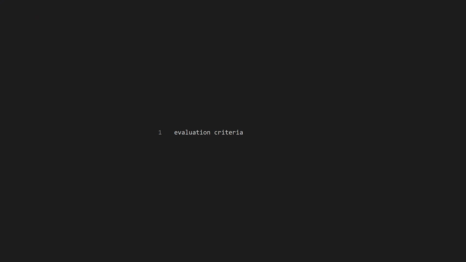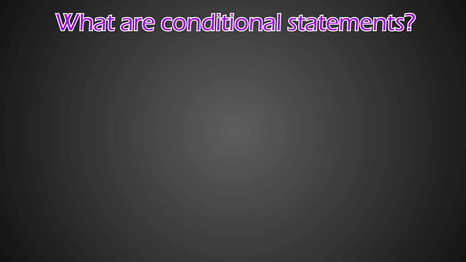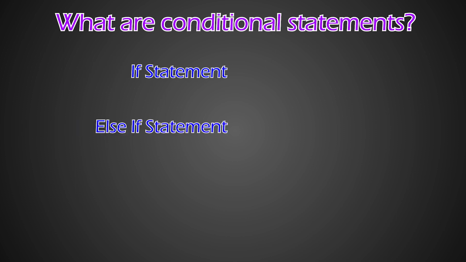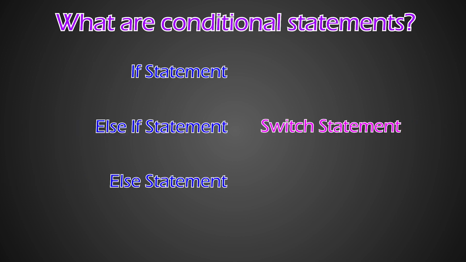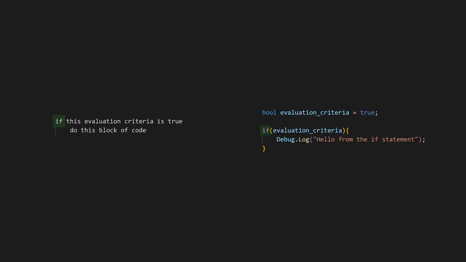Almost all programming can be broken down into three parts: evaluating a set of criteria, doing something if it was true, and doing something if it was false. In code, we can do this using conditional statements. There are four primary types of conditional statements: the if statement, the else if statement, the else statement, and the switch statement. The if statement is made of three parts: the keyword if, the evaluation criteria, and then a block of code underneath that will run if that evaluation criteria was true.